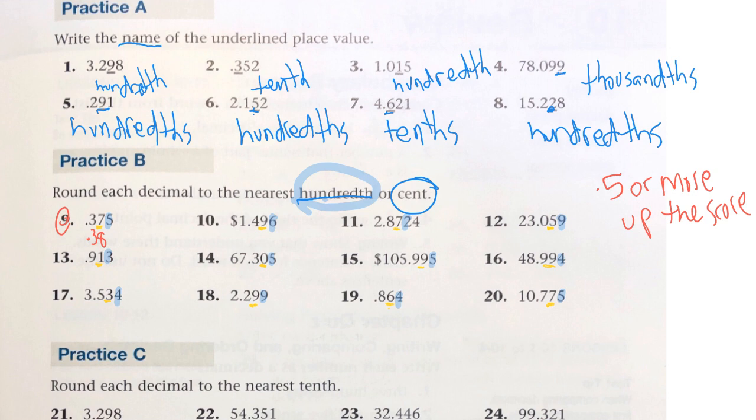9, up the score, makes us regroup. So it becomes 1.50. Right? If you add a penny to 49 cents, it becomes 50 cents.